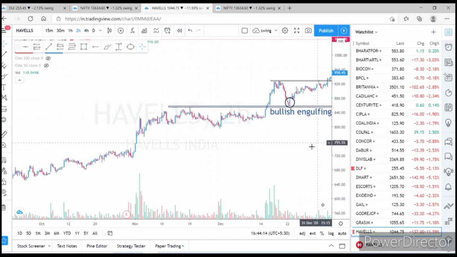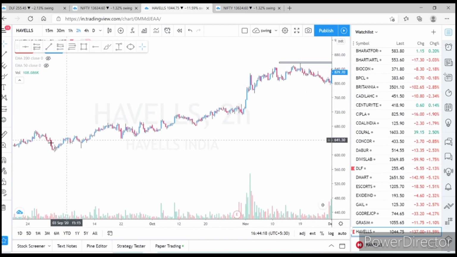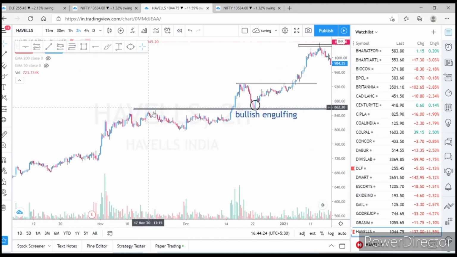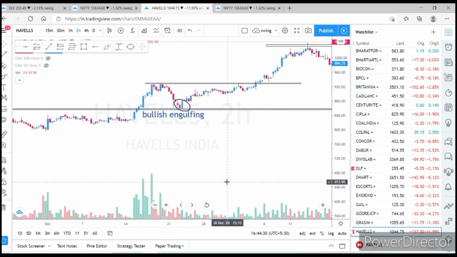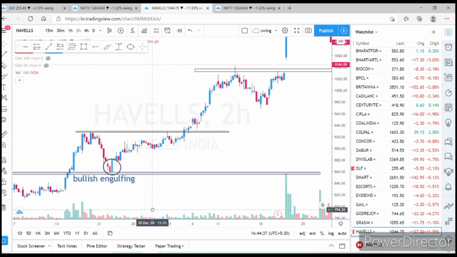Then this is the example of Havells. Recently Havells made a bullish engulfing, so as you can see, Havells is in an upward direction. Havells made a resistance here, came back, then it broke the resistance and came back to retest the resistance as support, and look what it did. It made a beautiful bullish engulfing pattern. After making this bullish engulfing pattern, look how beautifully Havells gave a bullish momentum.